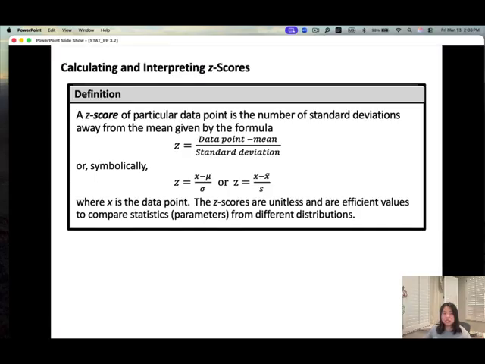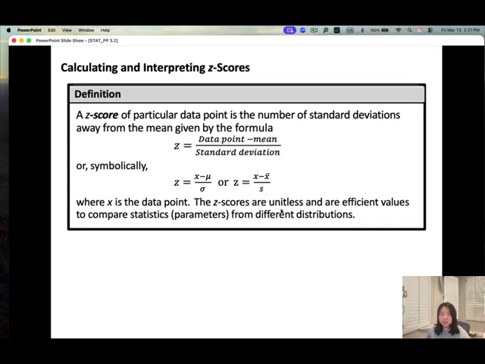Calculating and interpreting the z-score. A z-score of a particular data point is the number of standard deviations away from the mean, given by the formula. So look at the formula. These two formulas are exactly the same thing. It's just one for the parameter, one for the sample. So this one, the x will be the data minus the population mean and divided by the population standard deviation. This one will be the data x minus the sample mean divided by the sample standard deviation.